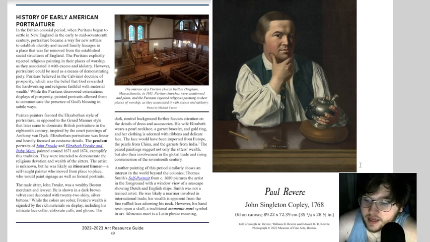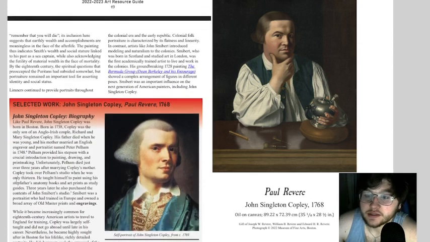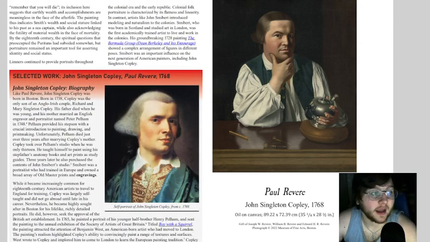However, his hand rests upon a skull, a traditional memento mori symbol in art. Memento mori is a Latin phrase meaning, remember that you will die. Its inclusion here suggests the earthly wealth and accomplishments are meaningless in the face of the afterlife. The painting thus indicates Smith's wealth and social stature linked to his past as a sea captain, while also acknowledging the futility of material wealth in the face of mortality.